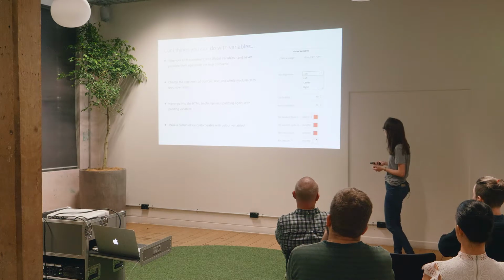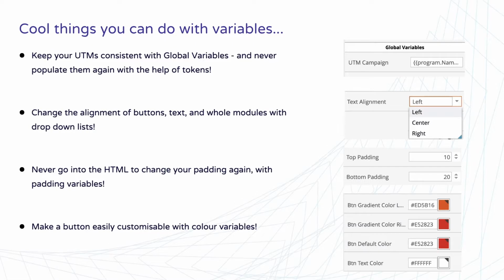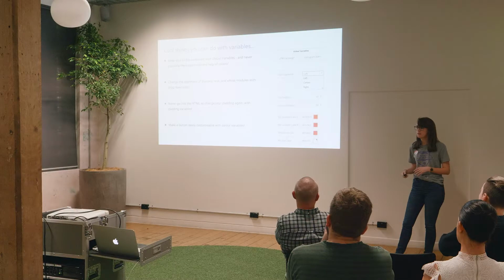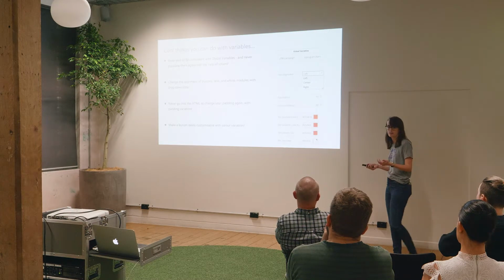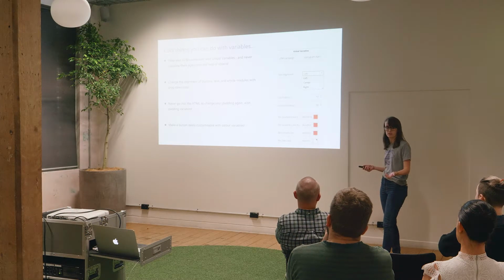and that'll tell me it's the first email in the series. You can also change the alignment of basically anything by turning alignment into a variable. So drop down: left, right, center. You can change a button to be left, center, right, and you don't have to have 3 different button modules.